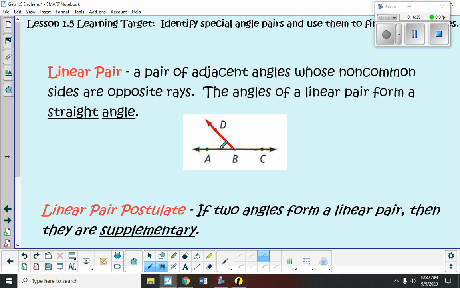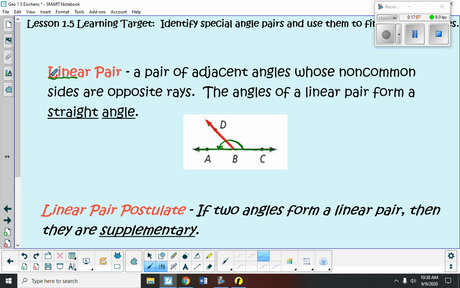The angles of a linear pair form a straight angle. So if you add this angle to this angle, you have 180 degrees. Going all the way around, that's 180 degrees. And so the two angles, when they're put together, form a straight angle. It's called a linear pair. Catch that the word line is in that term, linear pair. So two of the sides form a line.